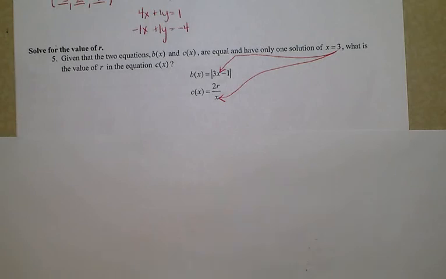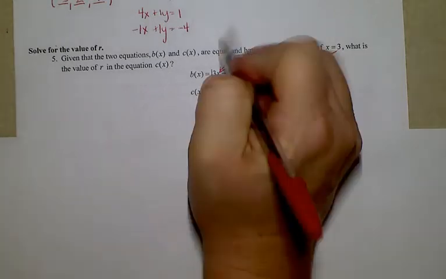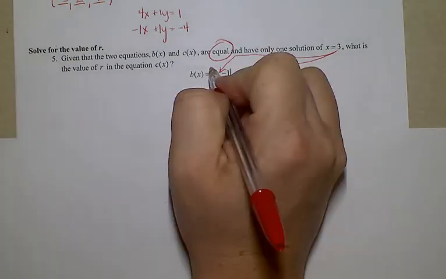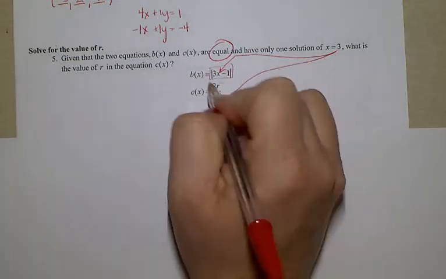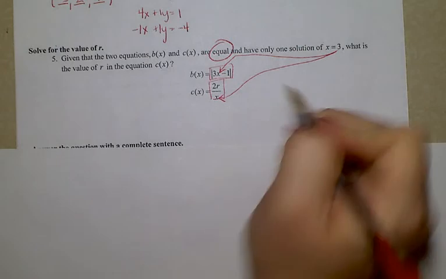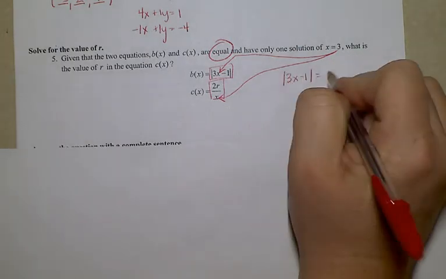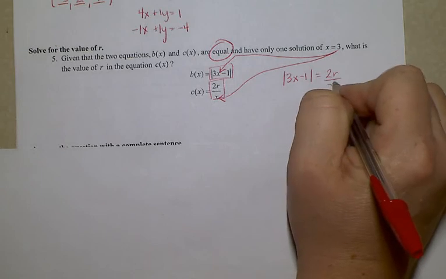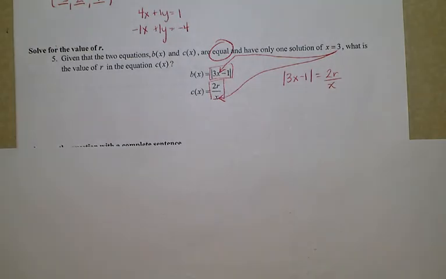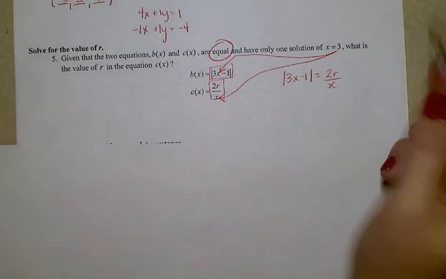Sebastian, there's something else you know. What is it? Say circle equal. So let's put these equal. I'm going to take what b of x equals, and I'm going to set it equal to what c of x equals. Please do this with me. And ultimately, we're going to try to solve for r. So let's start by plugging in the 3.